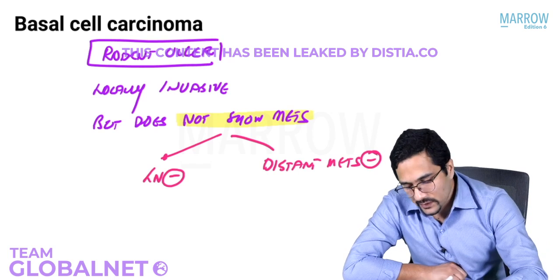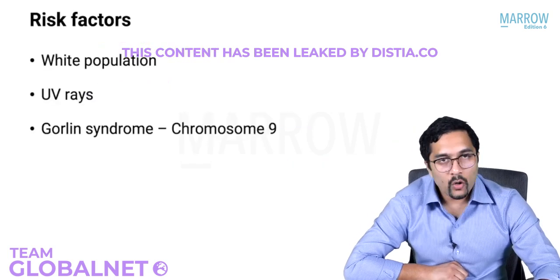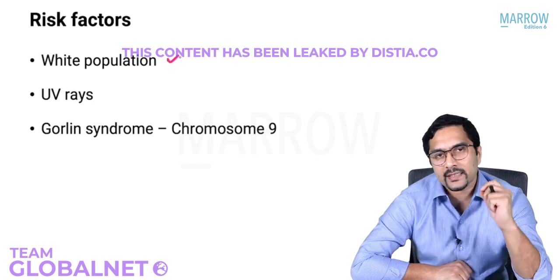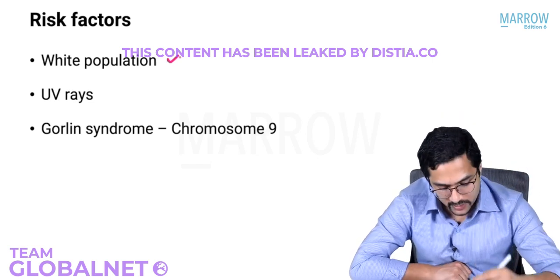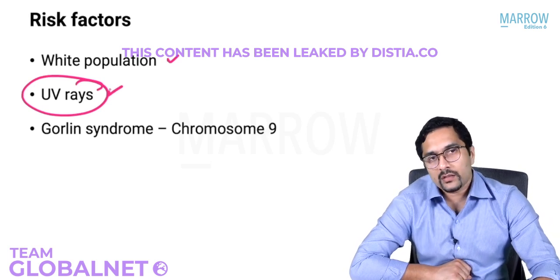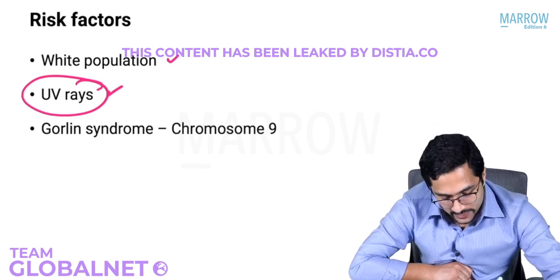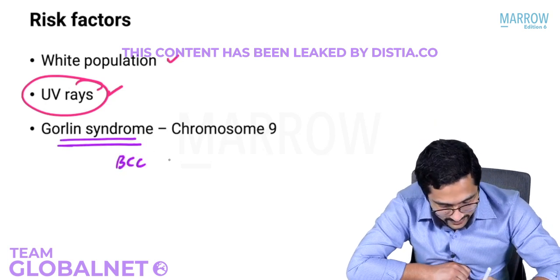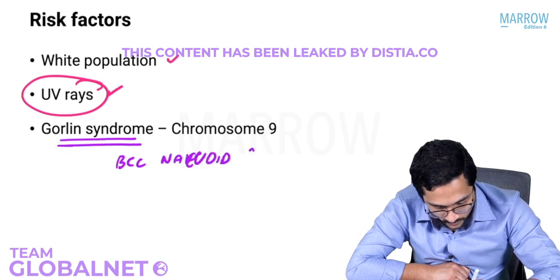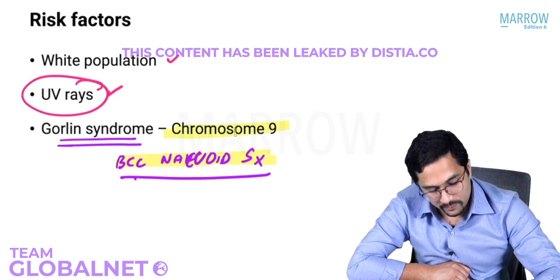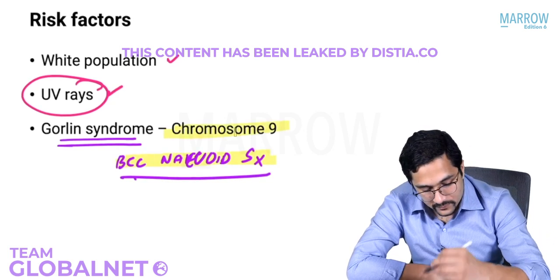Now, the risk factors for basal cell carcinoma: they are more common in the white population. So, invariably, you will see that all skin cancers are more common in the white population. UV rays are also a common risk factor for all skin cancers. And Gorlin syndrome, that is basal cell carcinoma nevoid syndrome, can also give rise to basal cell cancers.